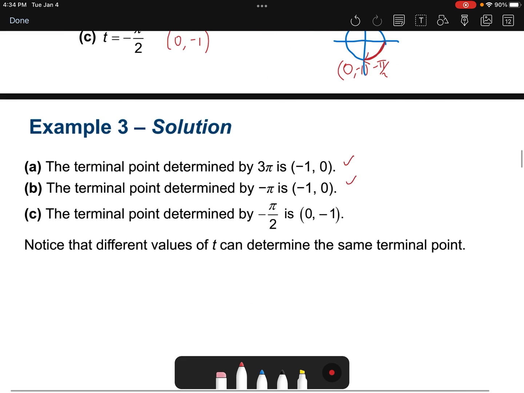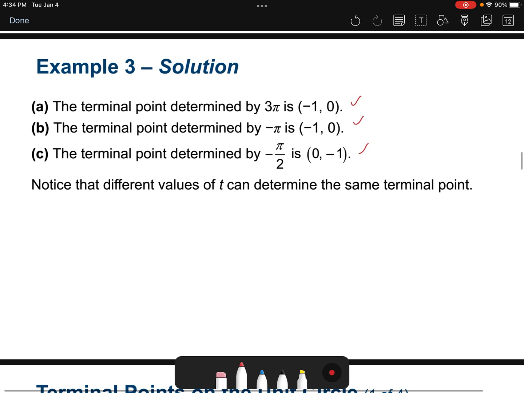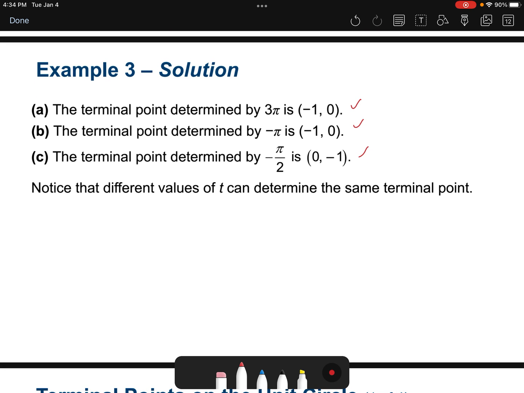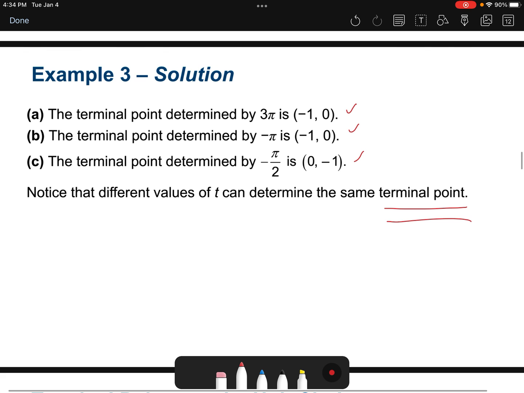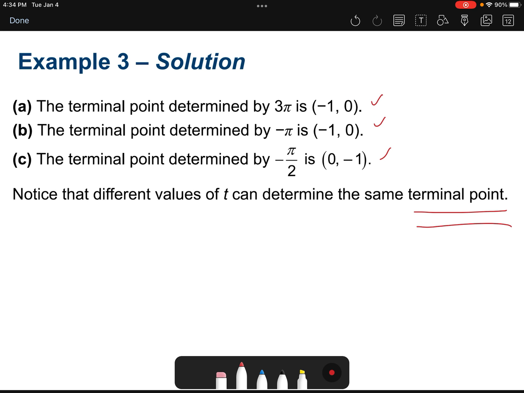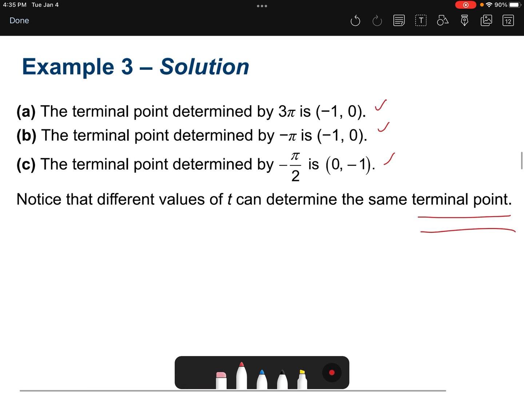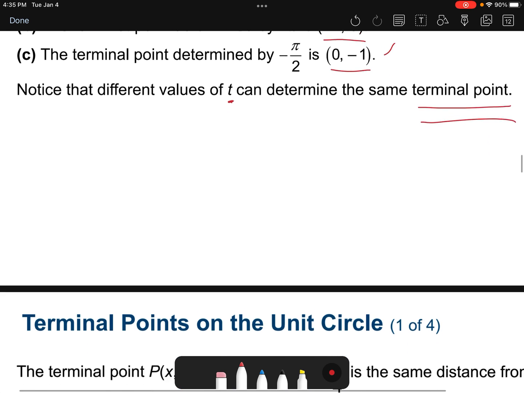And here's the little checklist. There you go. So here's something to notice, that different values of t can determine the same terminal point. Now, this is the only time in mathematics where this really occurs very often. And we can actually have an infinite number of t's to find that terminal point. This t can be infinite values to find this point, this point, this point, whatever point you want it to be.